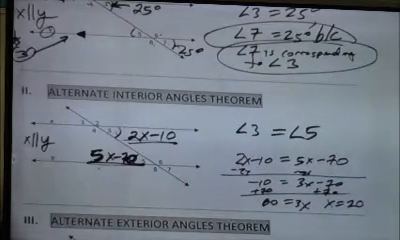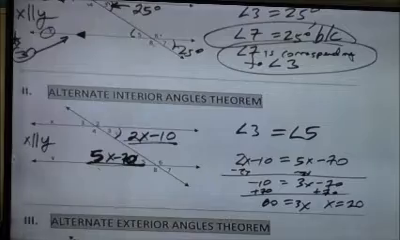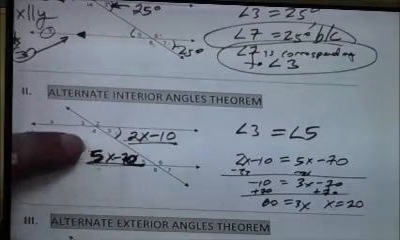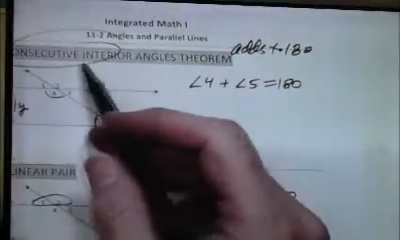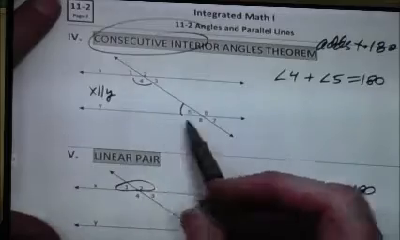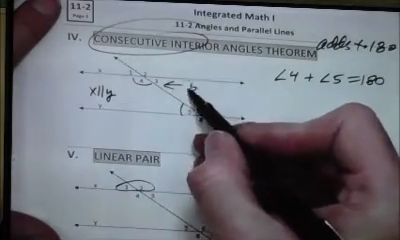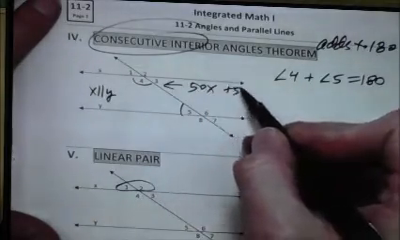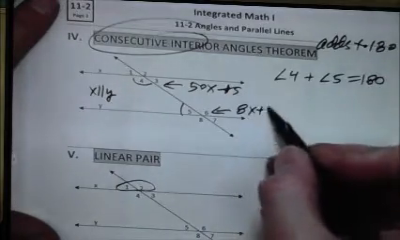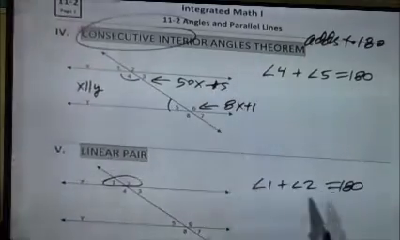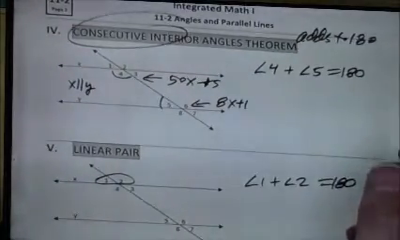So as a little warning, the place where I see people make errors is that they look at these and they forget whether they should make them equal or whether they should add them up to 180. So let's take a look at the page we just left here. Consecutive interior angles. I'm going to say that angle 3 is 50x plus 5. And I'm going to say that angle 6 is 8x plus 1. 50x plus 5 and 8x plus 1.